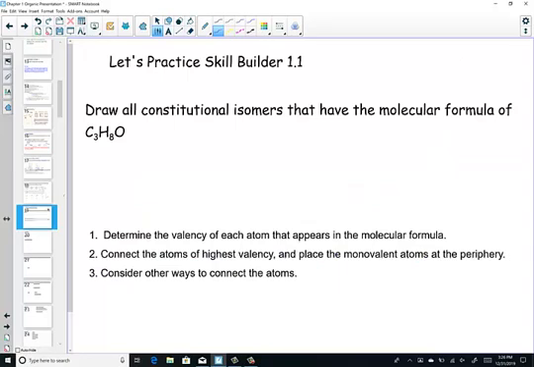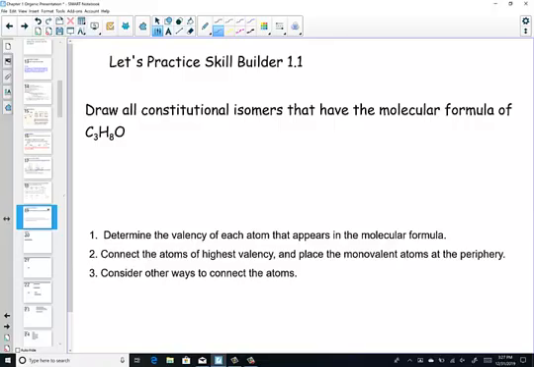So the structural theory of matter is used to predict connectivity and give us physical and chemical properties of the atoms building up organic molecules. So let's try. This is one from your homework called Skill Builders 1.1. We're asked to draw all constitutional isomers that have the molecular formula of C3H8O. So we're thinking about how many valence electrons each atom has, how many bonds it's able to form, and trying to place those in all possible orders to come up with constitutional isomers.